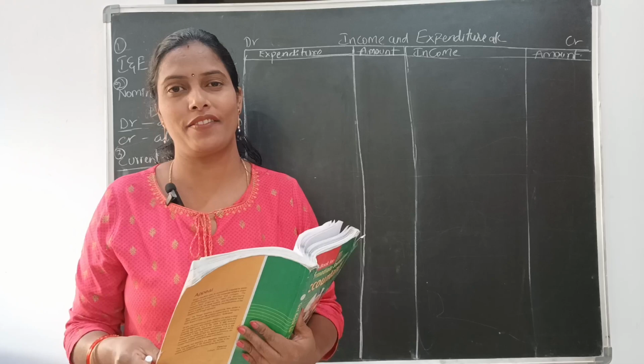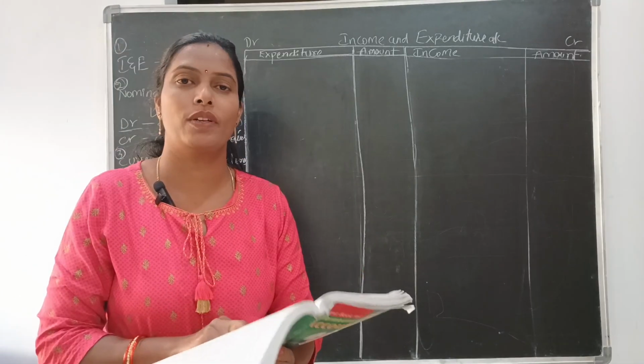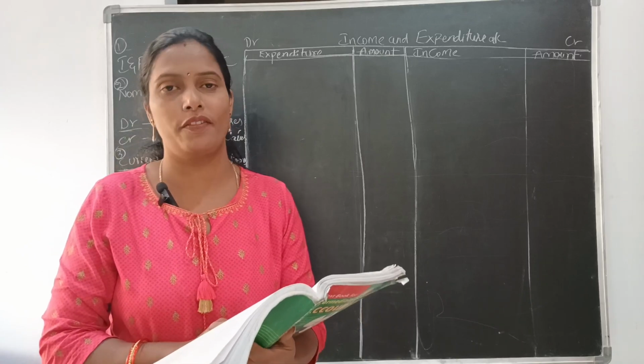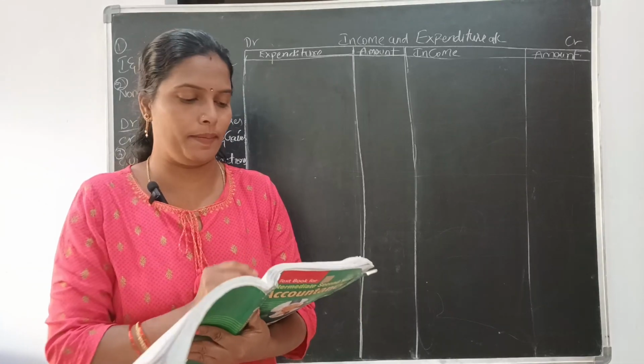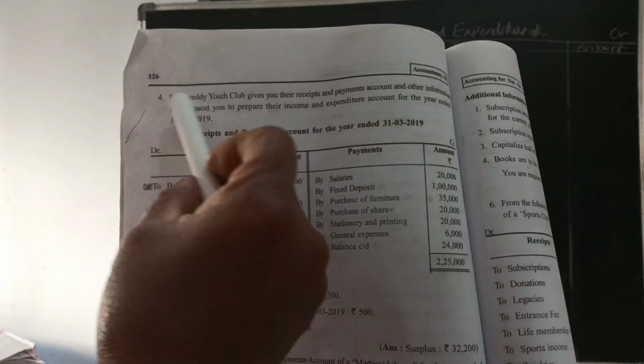In our previous class, we successfully completed the income and expenditure account format. Today in this class, I am going to solve one problem, which is the fourth problem in your textbook.